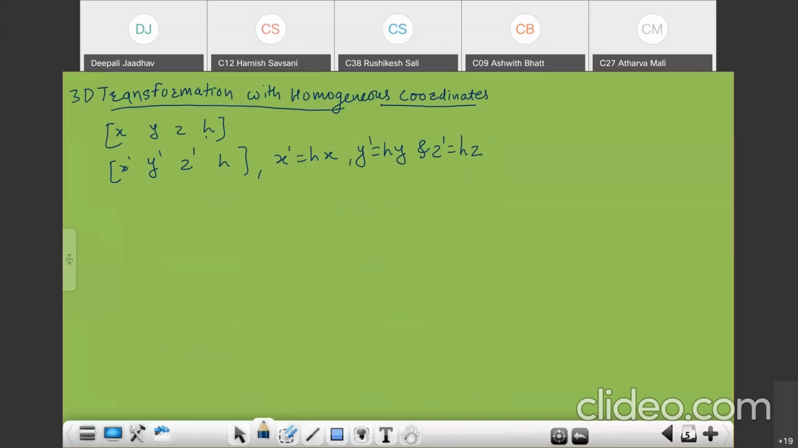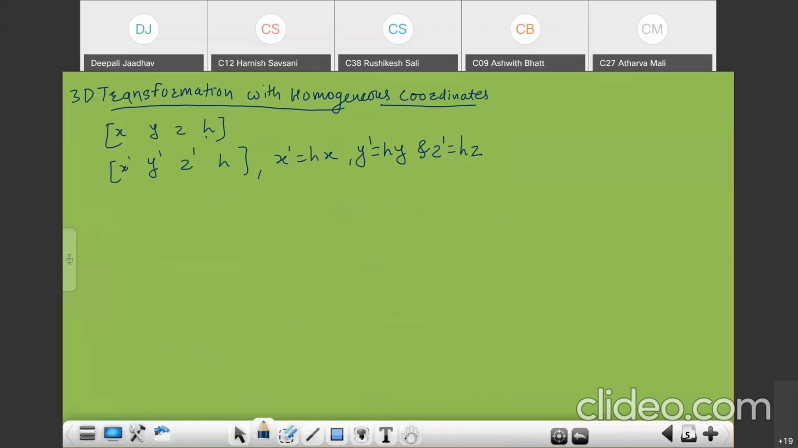Why do we need homogeneous coordinate? Because without homogeneous coordinate, if we perform any transformation, it is about the origin only. If we want to transform the origin also, we use the homogeneous coordinate concept. We are using that and going to see all 3D transformations one by one with examples.